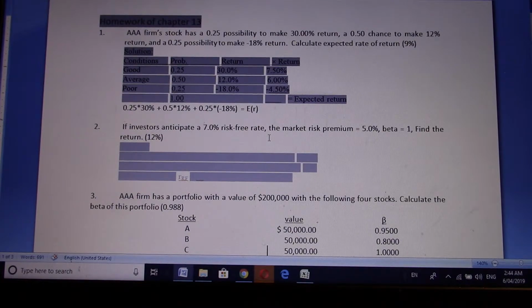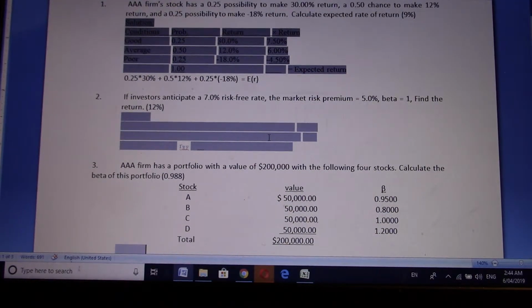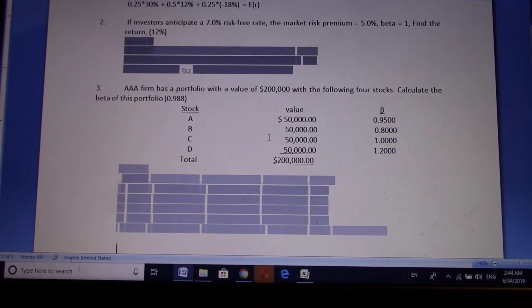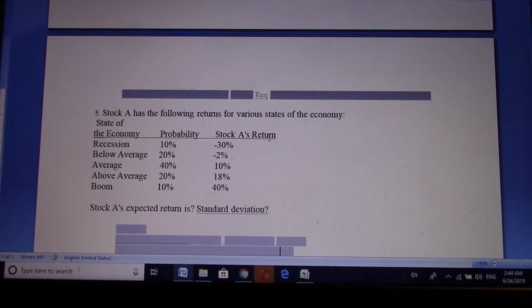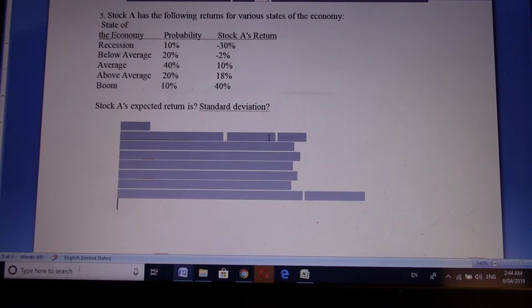So let's look at question number 5. This question has 5 economic states: recession, below average, average, above average, and boom. The question is asking for the expected return and standard deviation. To do that, I've made the table.